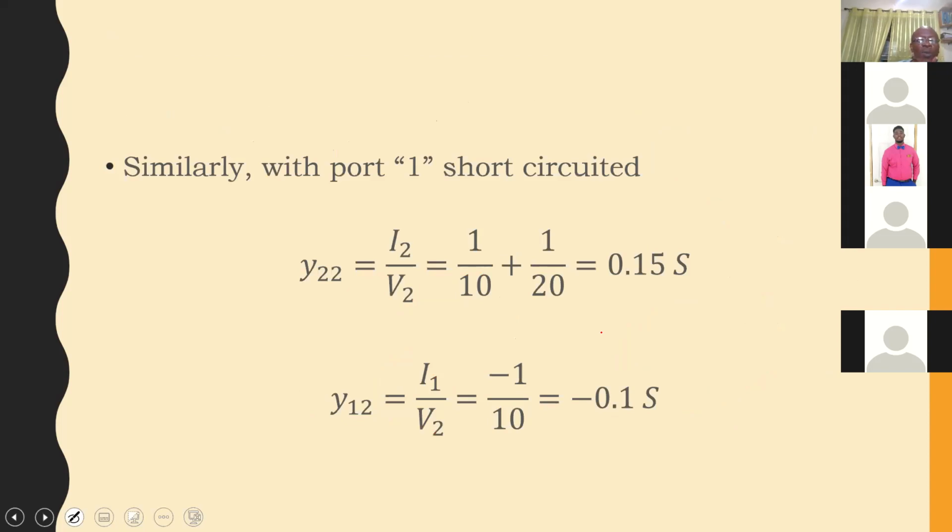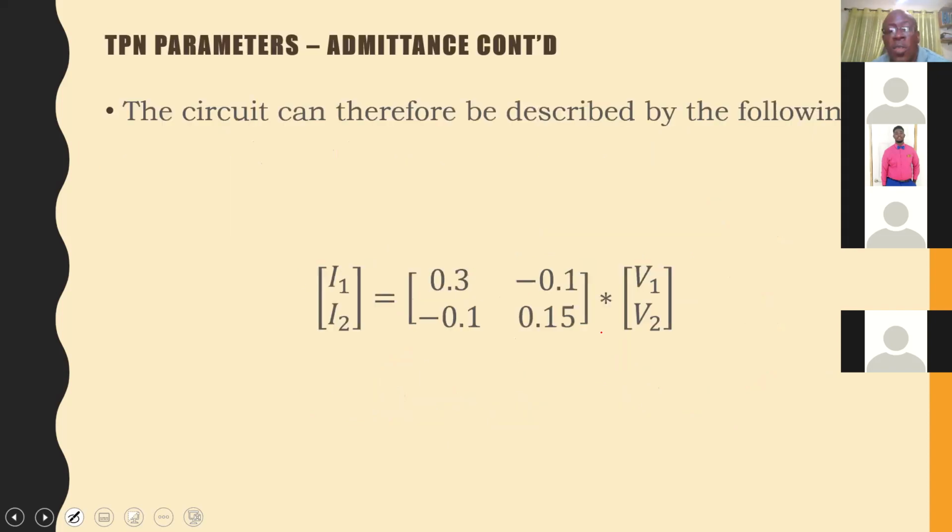So Y22, I2 over V2, right? That's the 20 and the 10 in parallel. And Y12 would be equal to minus 1 over 10. So I can now write my admittance matrix. So it will be 0.3, minus 0.1, minus 0.1, 0.15.